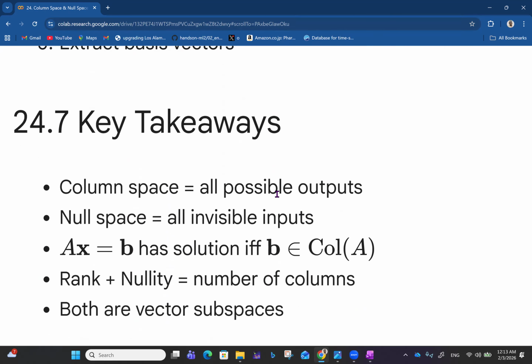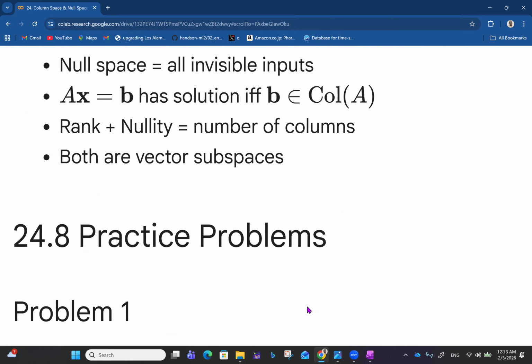Column space is equal to all possible outputs, while null space is all invisible outputs. So all inputs that vanish, rather. AX equals B has a solution if and only if B belongs to the column space of A. Then rank plus nullity is equal to the number of columns, and both are vector spaces, right?